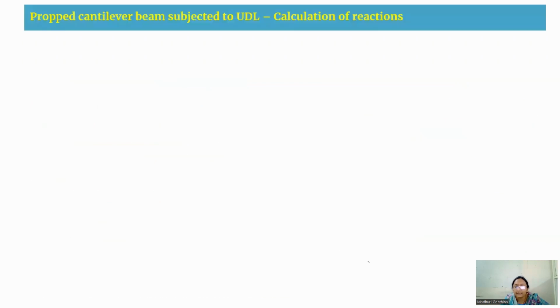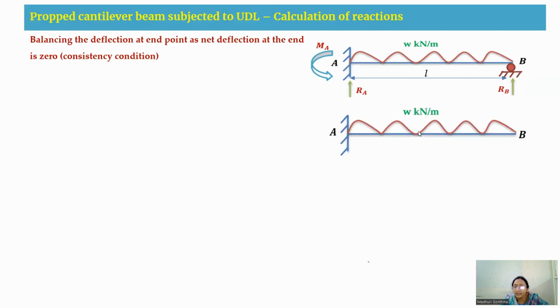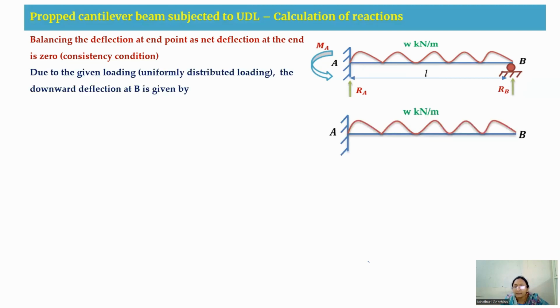Next, coming to our next step, we are going to calculate the reactions. For this, as we already know that this is a propped cantilever beam which is having reactions of RA, RB and MA, what I am going to do is balance the deflection at this point. As we are making this entire propped cantilever beam into 2 parts, one is a cantilever beam with UDL and another one is a cantilever beam with your vertical reaction.